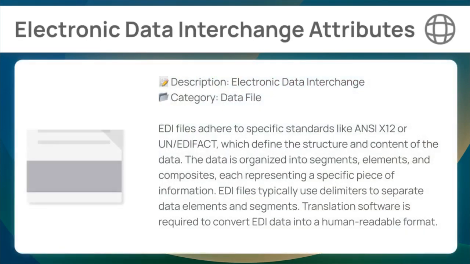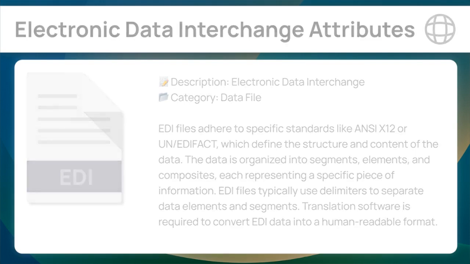EDI files adhere to specific standards like ANSI X12 or EDIFACT, which define the structure and content of the data. The data is organized into segments, elements, and composites, each representing a specific piece of information. EDI files typically use delimiters to separate data elements and segments. Translation software is required to convert EDI data into a human-readable format.